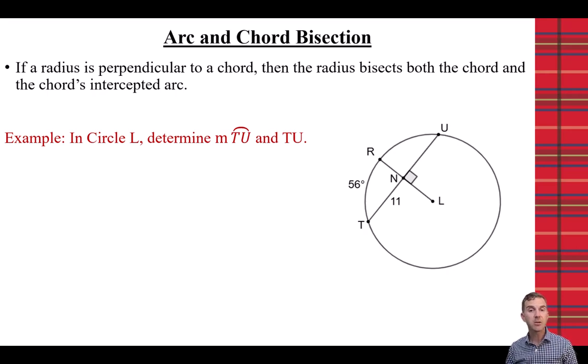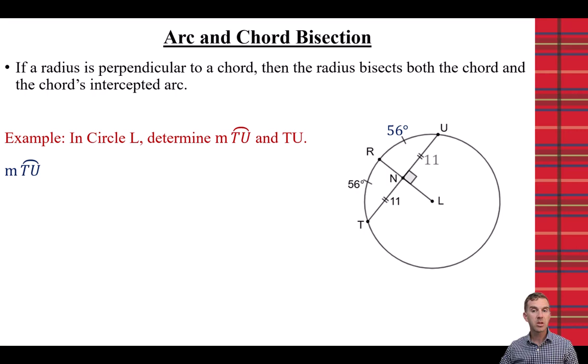And what we see here is that since we have L as our center, RL represents a radius, and we have an image construction so that RL is perpendicular to TU, this chord. And so what that tells us is that TN is going to equal NU, and arc TR is going to equal arc RU. So let's mark those pieces as well to help us before we get started. So we know that the measure of arc RU has to be 56 degrees, and we know the measure of segment NU will be 11 units.